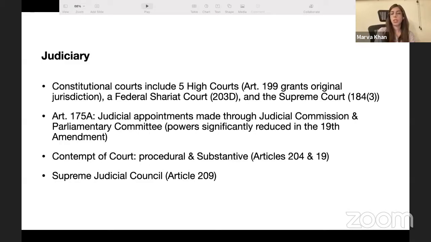The judicial appointments essentially first go to the Judicial Commission, and those who are approved then go to the Parliamentary Committee, the powers of which were significantly reduced under the 19th Amendment. So in terms of functional utility, it's primarily the Judicial Commission that is responsible for judicial appointments at this point in time, because the Parliamentary Committee really has been left toothless.